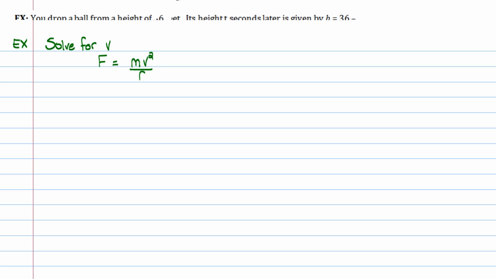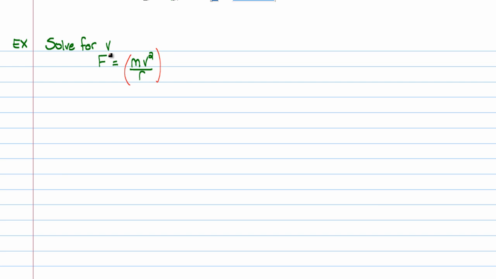In this problem, we're just going to solve a formula for a variable. First thing I see is that I have fractions in this problem, so I'm immediately, not even worried about the problem itself, going to get rid of fractions. I'm going to multiply both sides by r to get rid of the fractions. So r over r cancels nicely, and the left-hand side becomes fr, the right-hand side is still mv squared.